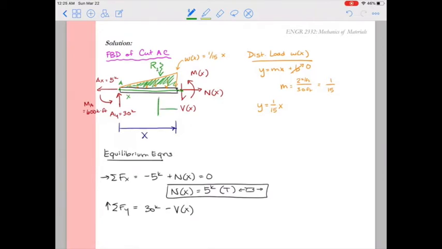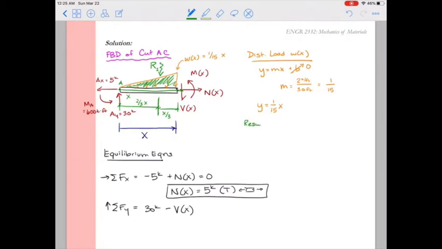And that'll be located at a distance 1/3 from the tall side. And if my total distance is x, that means x over 3 from the right, or 2/3 x from the left-hand side. And now I have to come up with a value of R2.